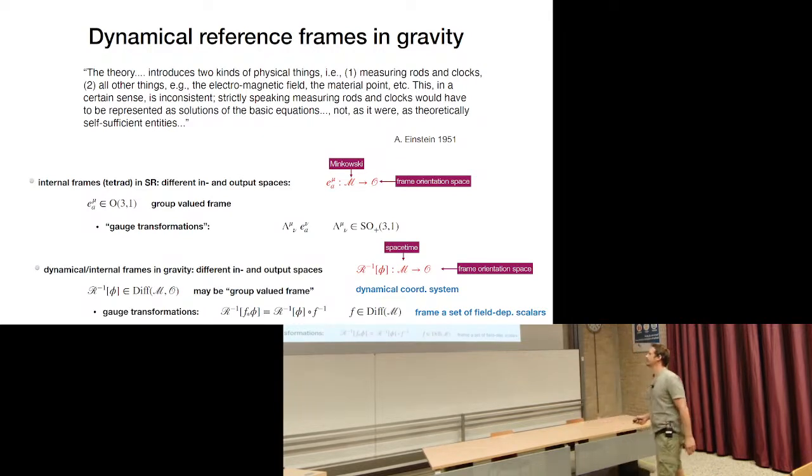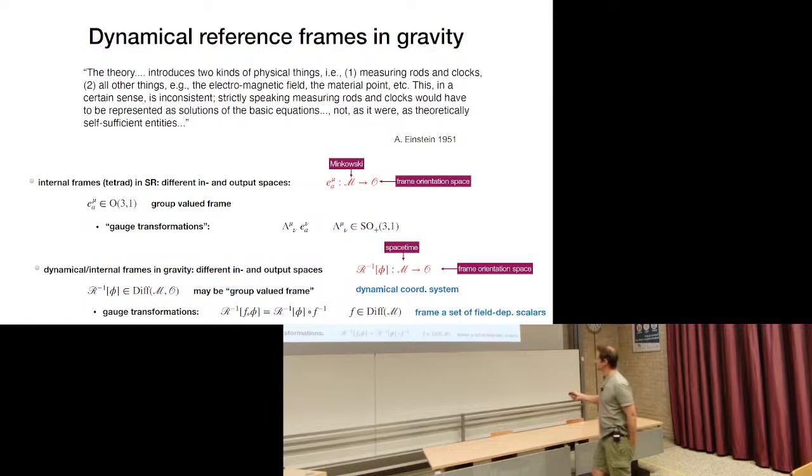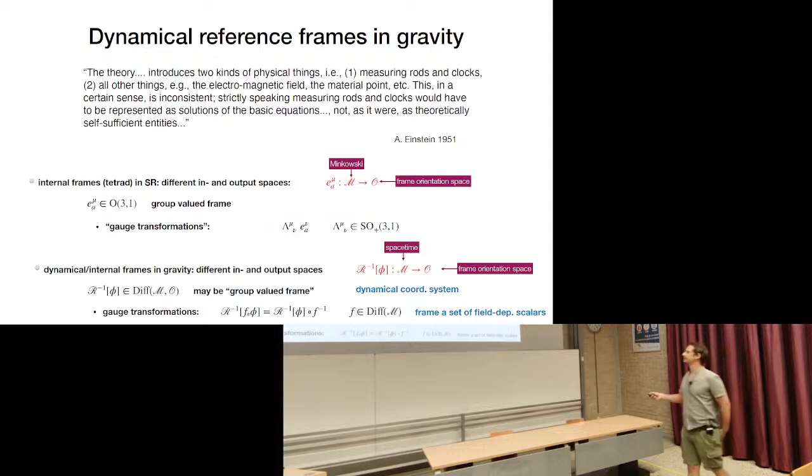Now, in gravity, we're going to do something very similar, but here we're going to look at something dynamical, and these will be maps that will take us from space-time to some other space we can call frame orientation space. And they need not be, but they can be group valued if it happens that this map is something like a diffeomorphism. And so they will depend on the field configuration, and so in particular on the solution in the end. And in that sense, they will define something like a dynamical coordinate system.